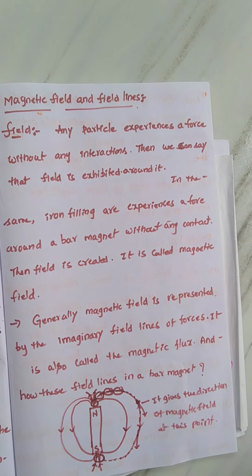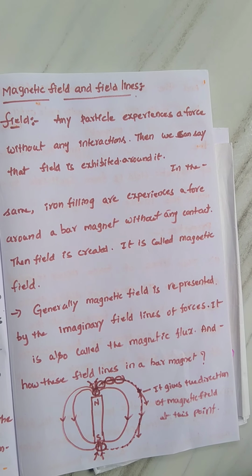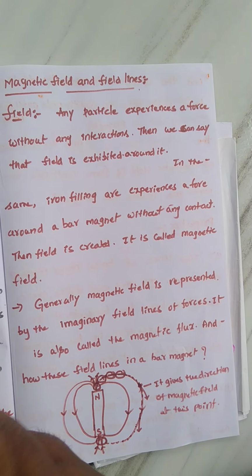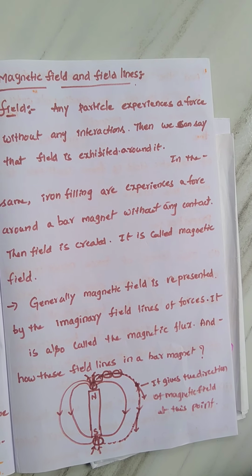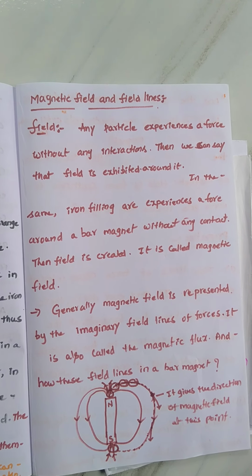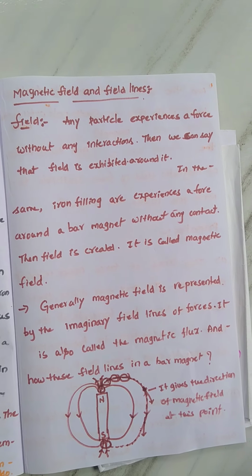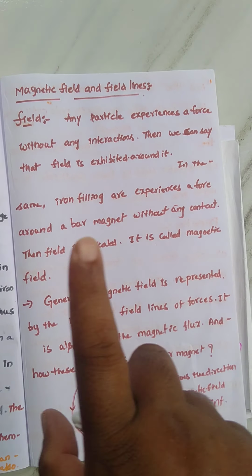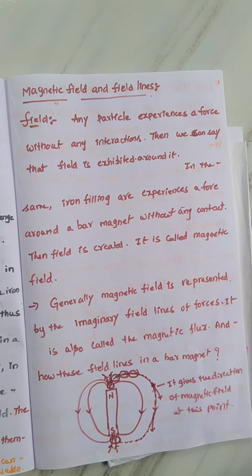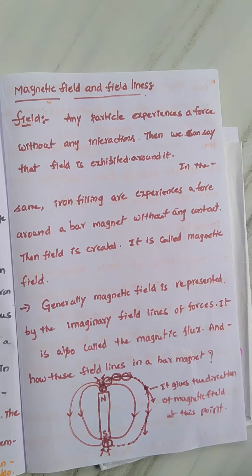Here the iron filings experience a force towards the magnet, and at the ends of the magnet more iron filings will be there. Why? Because the magnetic effect is more at the ends of the magnet. The iron filings experience a force towards the magnet, and that effect we call the magnetic field, right? And the iron filings arrange themselves in a pattern like lines of force, and those we call magnetic field lines, right?